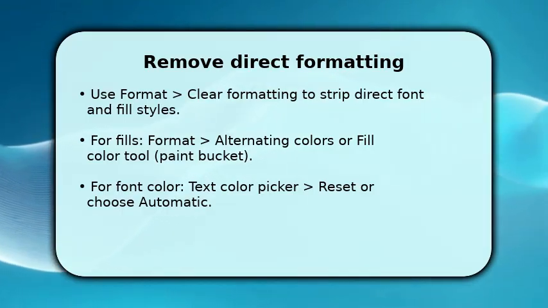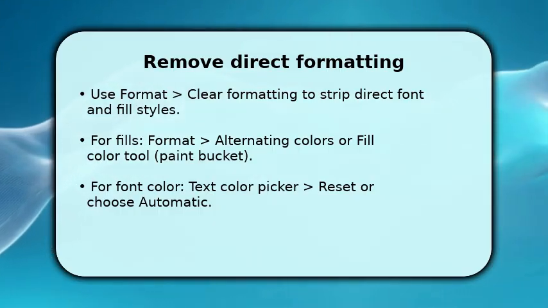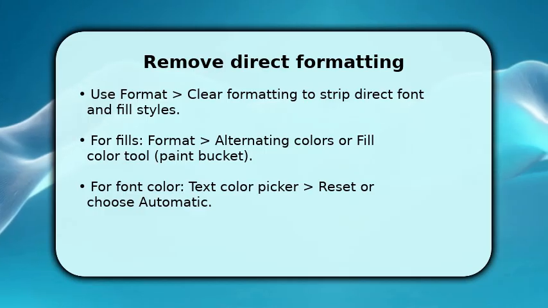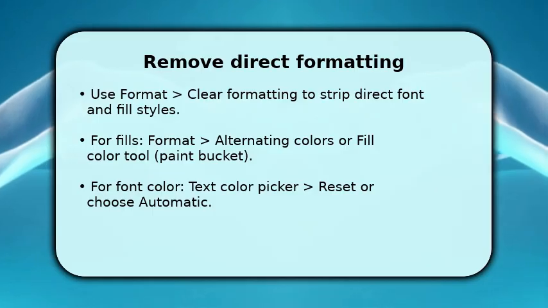If fills remain, open the Fill Color paint bucket and choose Reset or None. For alternating bands, use Format, Alternating Colors and set to None. For text color, open the text color picker and set to automatic or black. These steps eliminate manual formatting while preserving values and formulas.